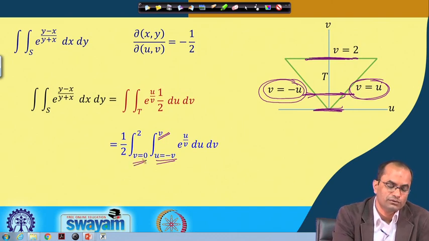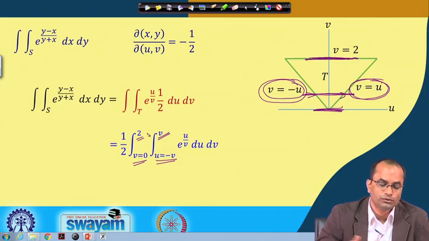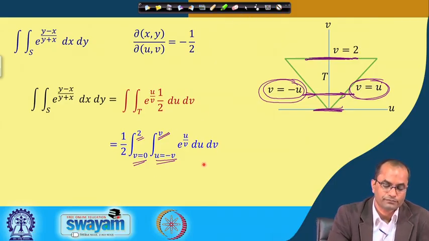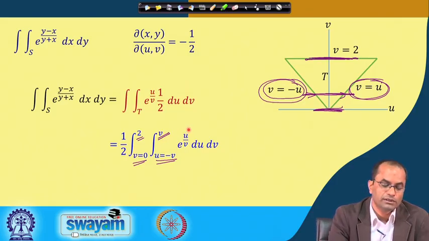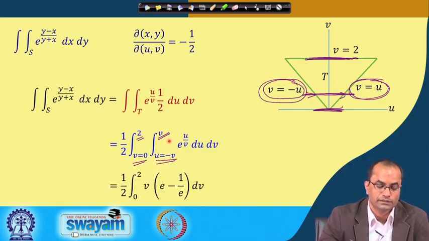So, v is equal to 0 to v is equal to 2, that is the simple limits for this new domain, and now we can easily integrate this e power u over v with respect to u. So, this will give e power u by v, and with one v sitting in the numerator.